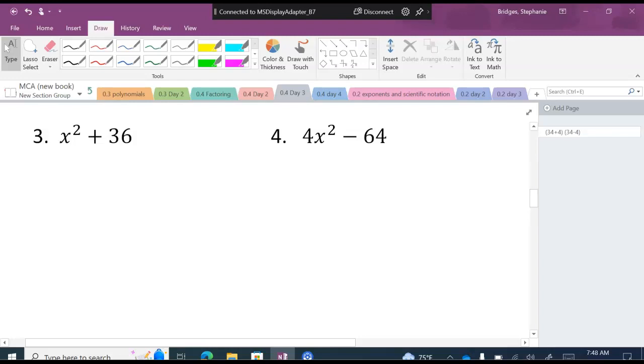x squared plus 36. First things first, do I have a GCF? Are both terms perfect squares? It's the sum of squares. It's got two perfect squares that are being added.